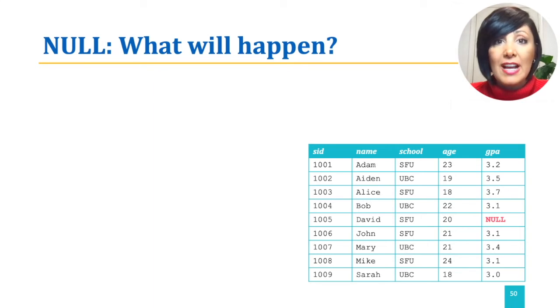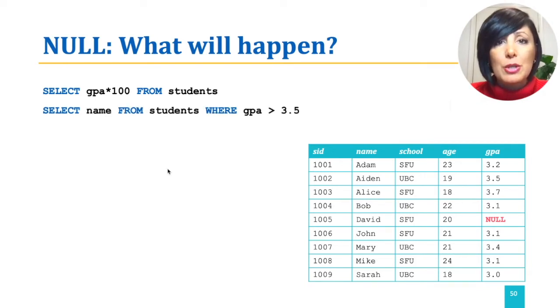Assume we have a null value for the attribute GPA in one of the records for our table, students. What will happen if we try to query the database? For example, queries like select GPA times 100 from students, where the value of GPA is used in computing a value. Or select name from students, where GPA is greater than 3.5. That needs the value of GPA for direct comparison in the condition.